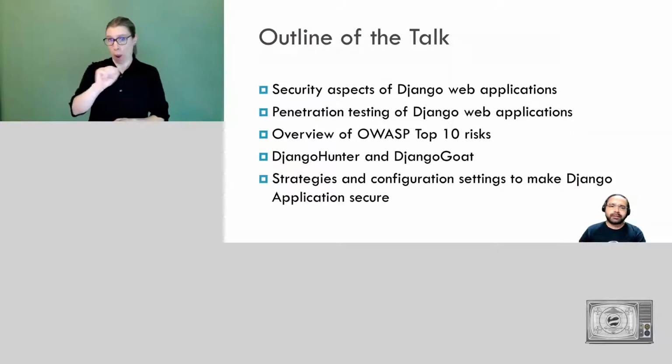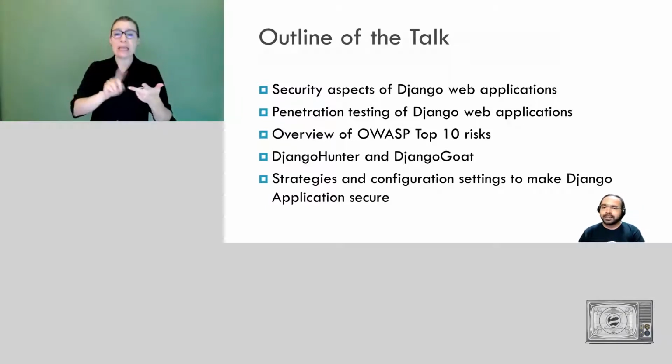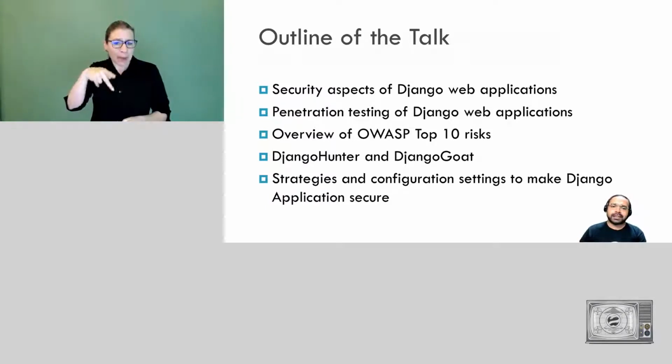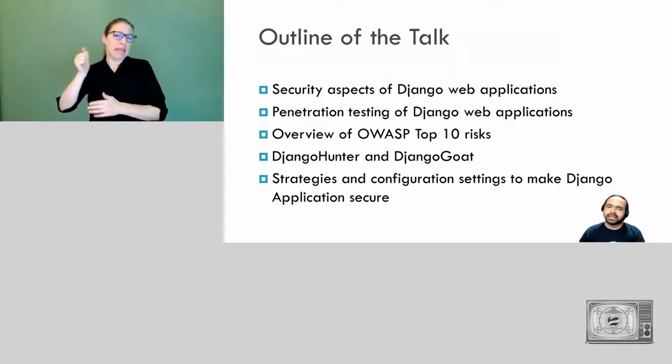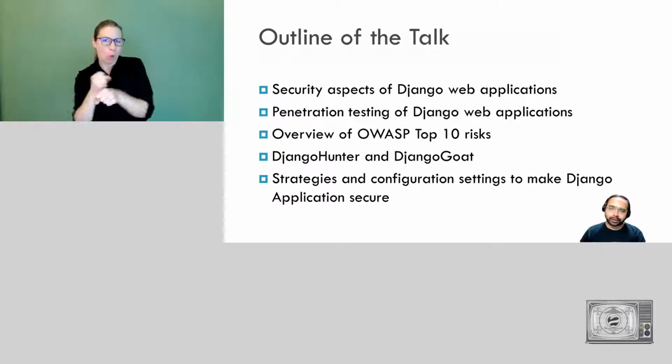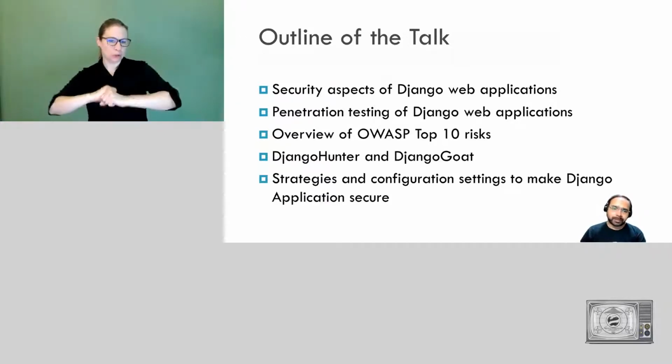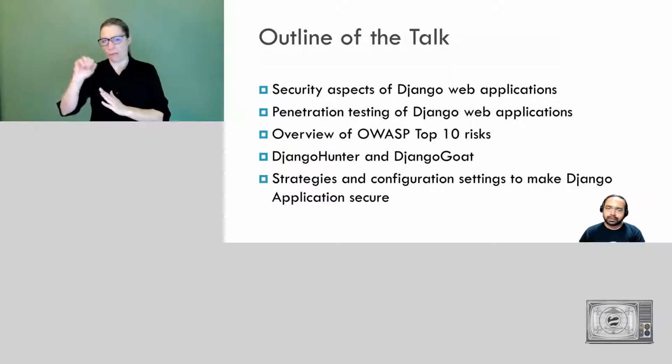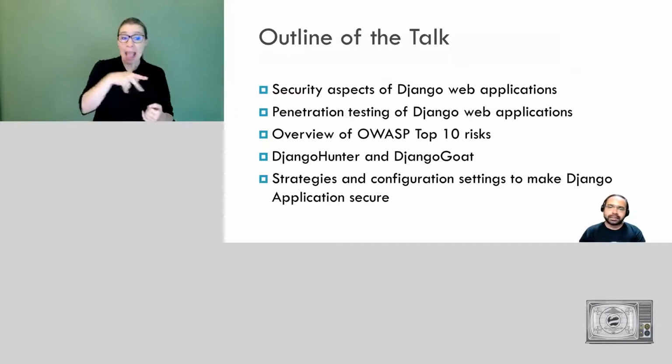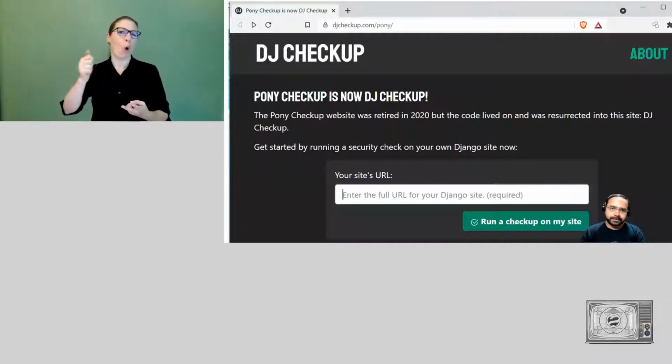So in my talk, I will briefly discuss the security aspects of Django web applications, penetration testing of Django web applications, then an overview of the OWASP top 10 risks and strategies and configuration settings to make Django web applications secure for each of these OWASP top 10 risks. Then finally, the two applications, Djangohunter and Django Goat projects.